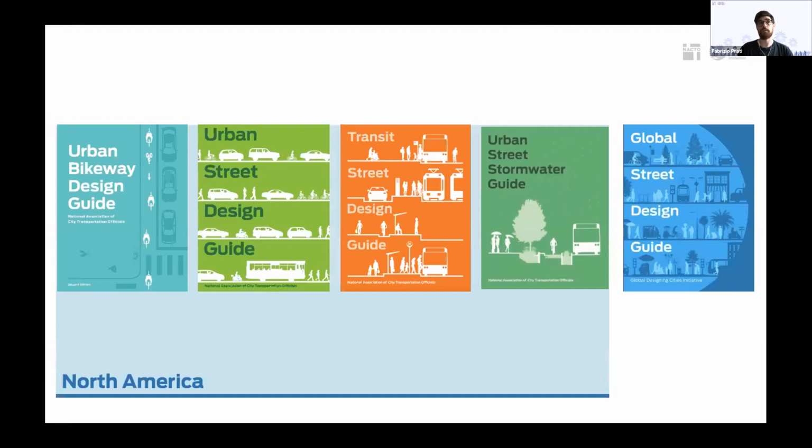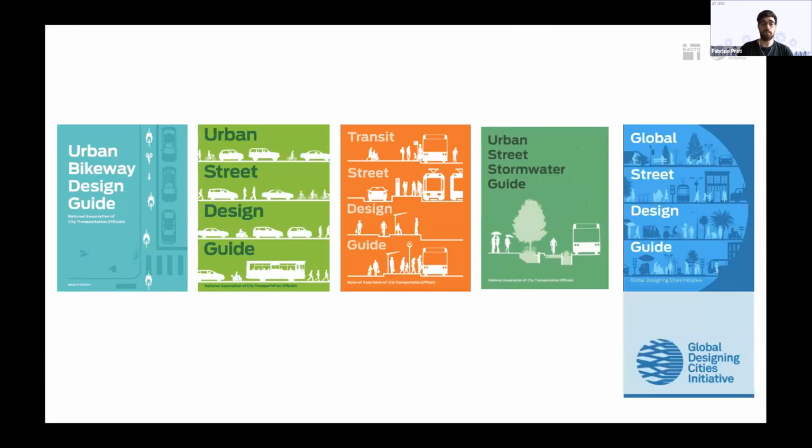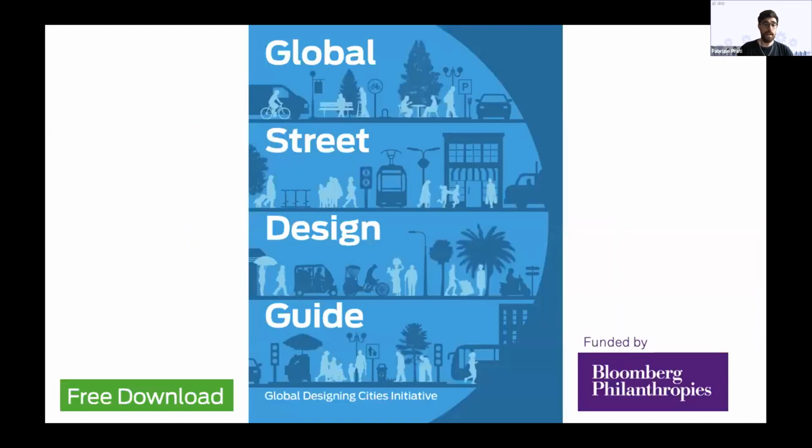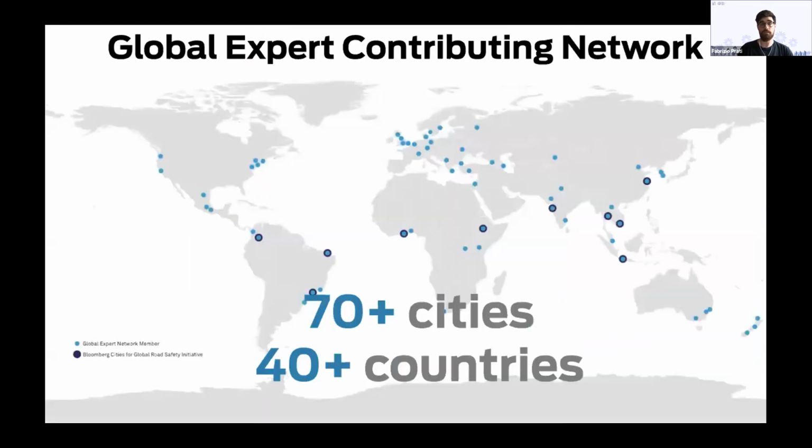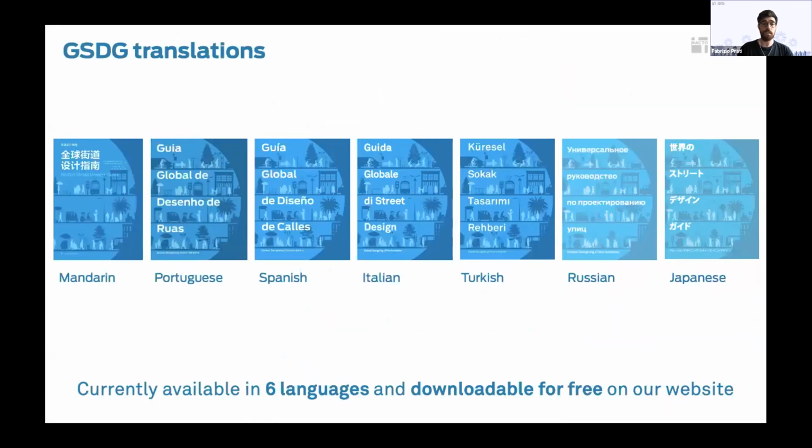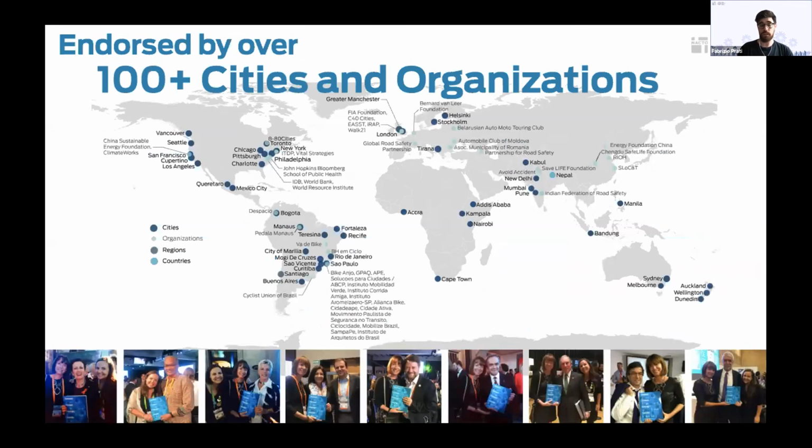And so through the years, NACTO has produced multiple design guides, primarily for the North American context. And recently, in 2016, the Global Designing Cities Initiative, GDCI, released the first international set of guidance. The Global Street Design Guide, or GSDG, was funded by Bloomberg Philanthropies and was produced with the help of about 100 international experts from 70 cities in more than 40 countries around the world. It's currently available in 6 languages and downloadable for free on our website. It has been endorsed by over 100 cities and organizations around the world.